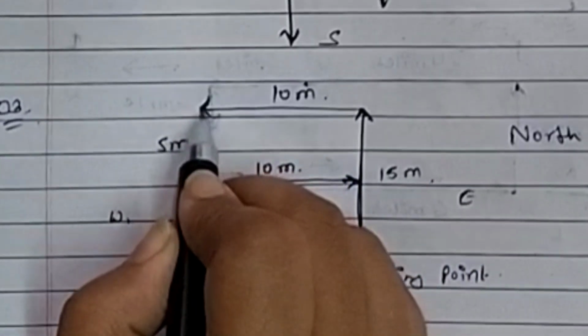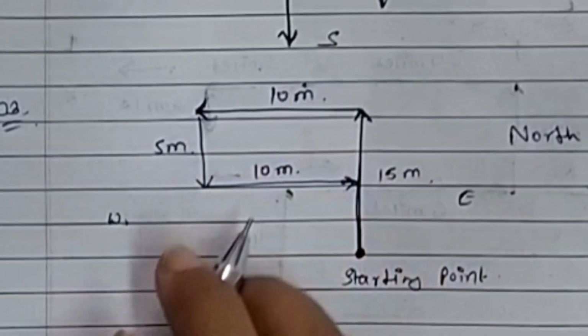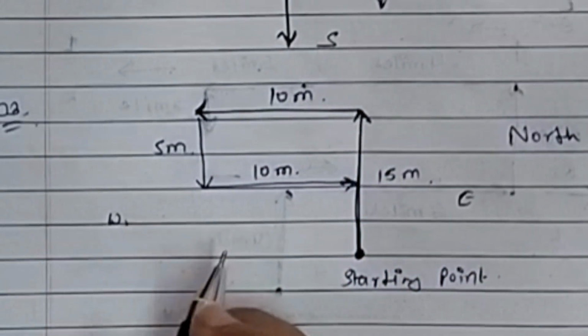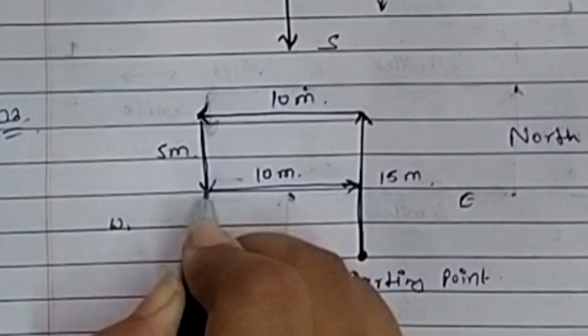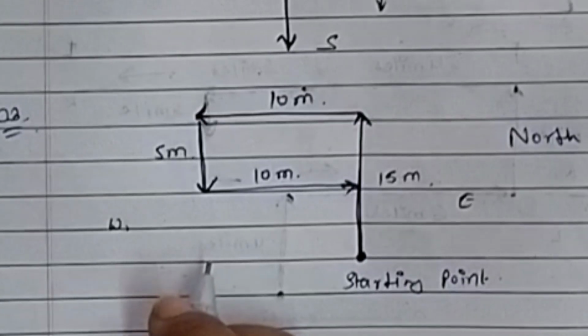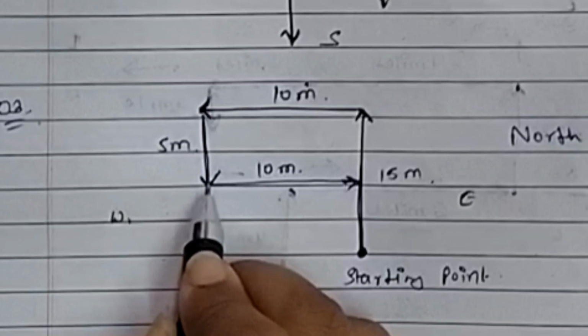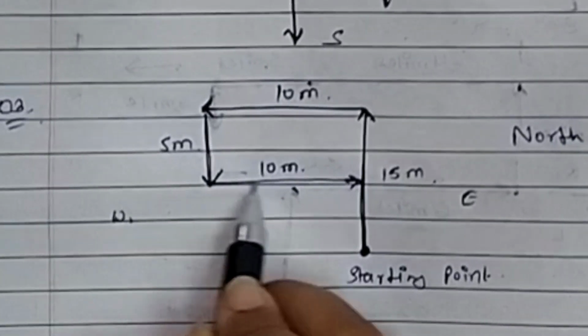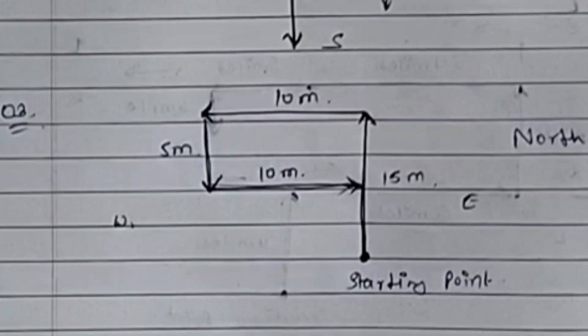So going on west, I have covered 10 meters. Then I turned south and covered 5 meters. From here, I turned to south and covered 5 meters. And then turned east and covered 10 meters. So at this point, I have turned to east and covered 10 meters again.